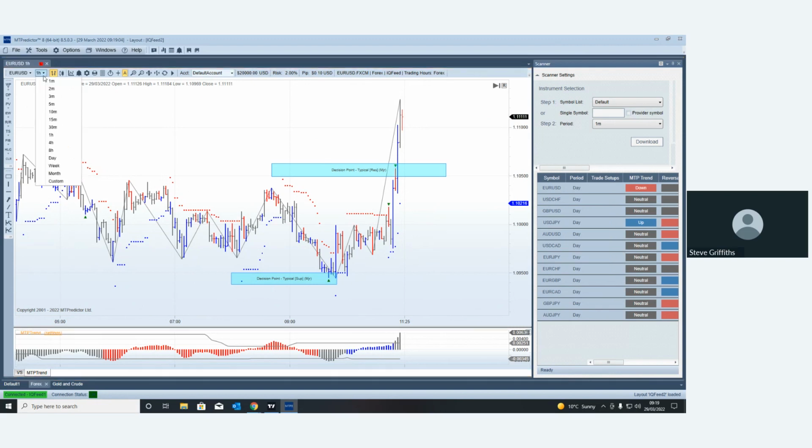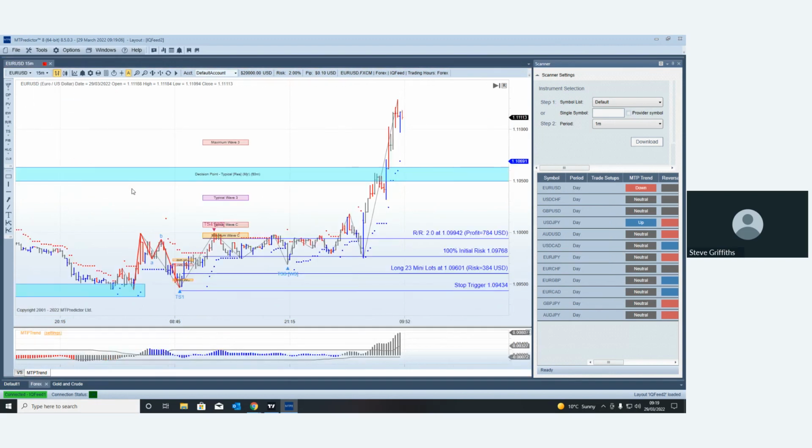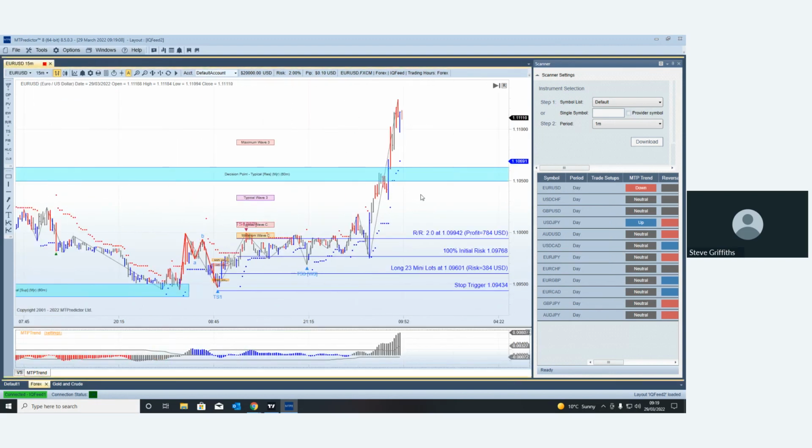So if we go back to the 15-minute chart, let's see what that looks like on this 15-minute example here. So here would have been the target. Rather than coming out at 2R, if you'd run all the way up there, that would increase that 2R profit up to about 5R. So as you can see, that would have more than doubled the profit.